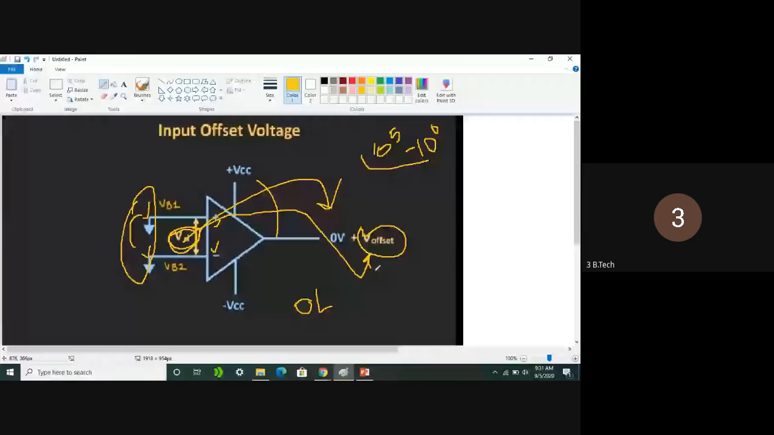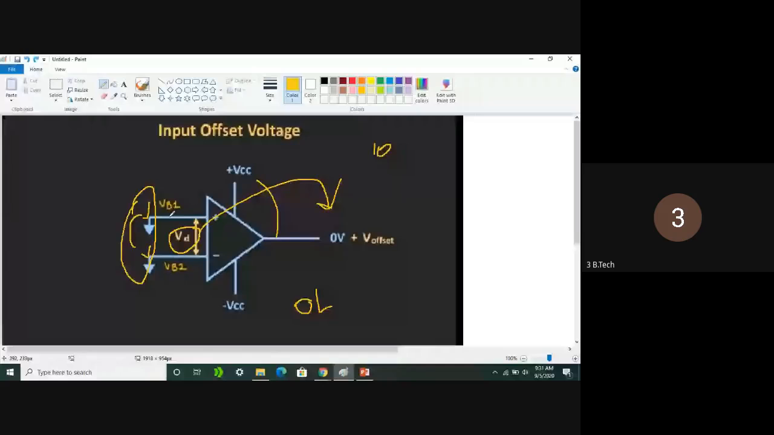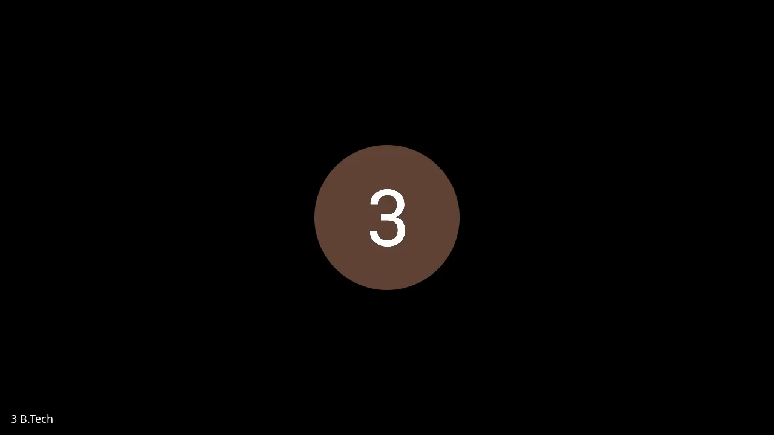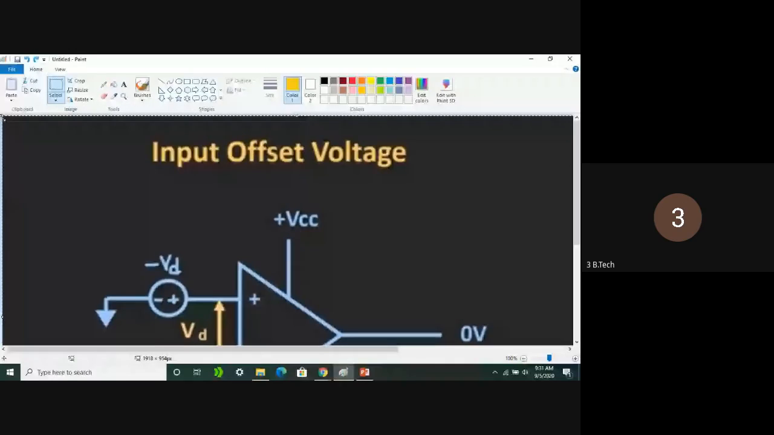Now we can see what the input offset voltage is. For input offset voltage, at either terminal, the inverting terminal or the non-inverting terminal, we are going to apply a reverse differential voltage.